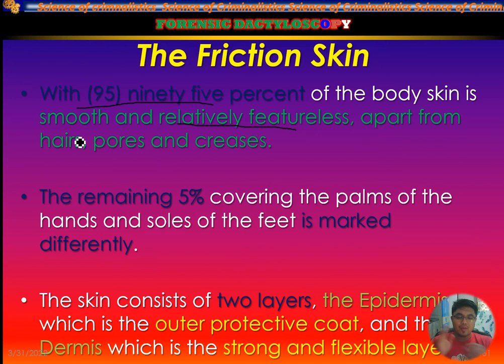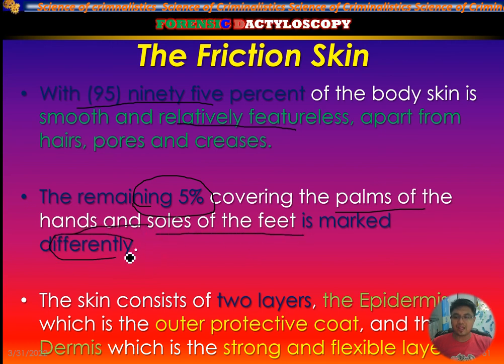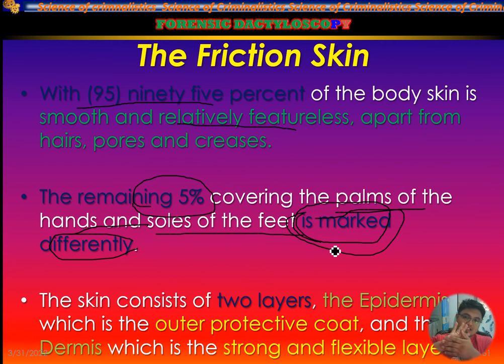No? The remaining 5% of our body, okay, covering the palms and hands or the soles of the feet, is marked differently. Okay? So, what are these markings? Why are they marked differently? These are the ridges that you can see there. Okay? So, imagine of the 95% of our body, it has no features aside from the hairs, pores, and creases. Then the 5% that we see on our hands and feet, only there can we see our distinguishing marks or our ridges.